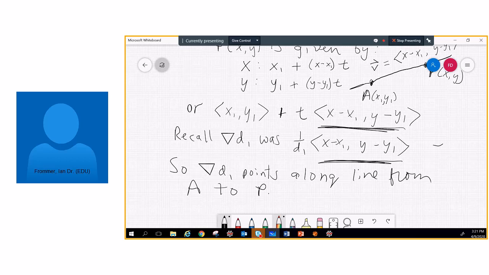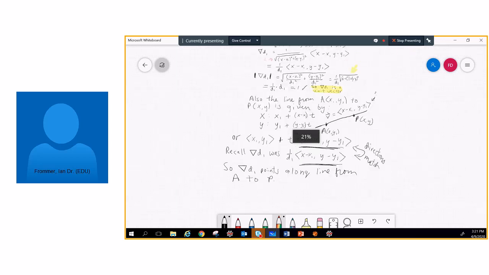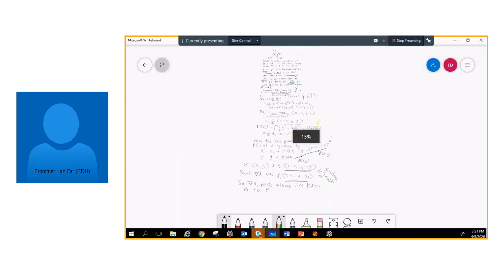Okay, so again, these match. I'll just say directions match. Okay, so that concludes A. Just can kind of see how long that was.